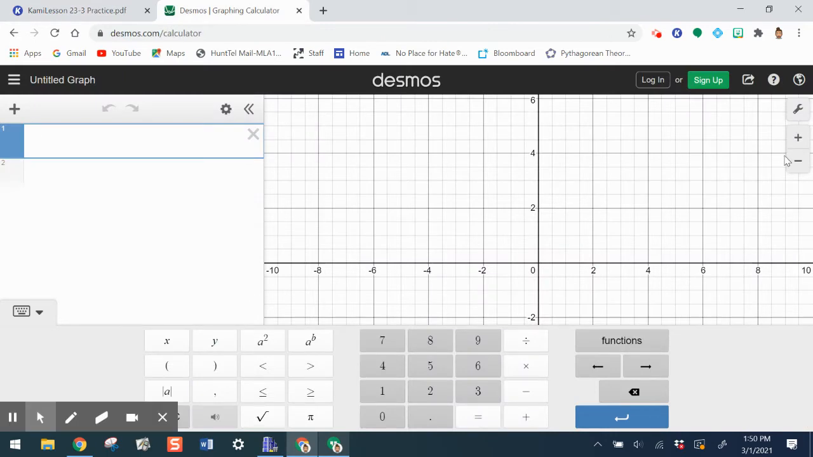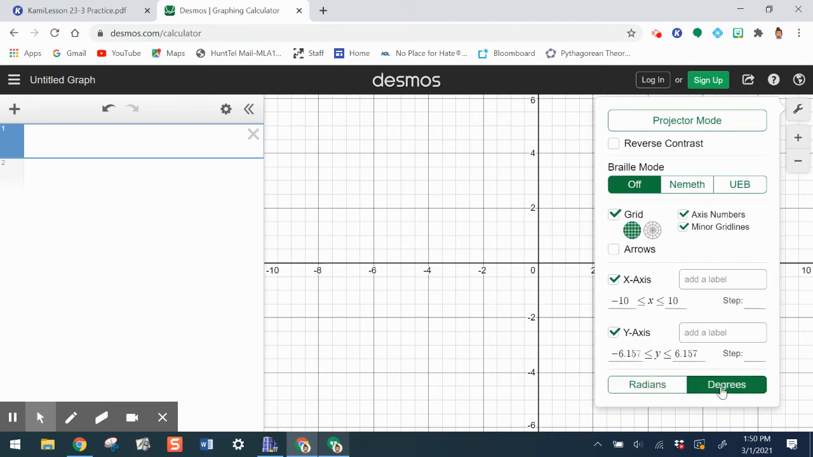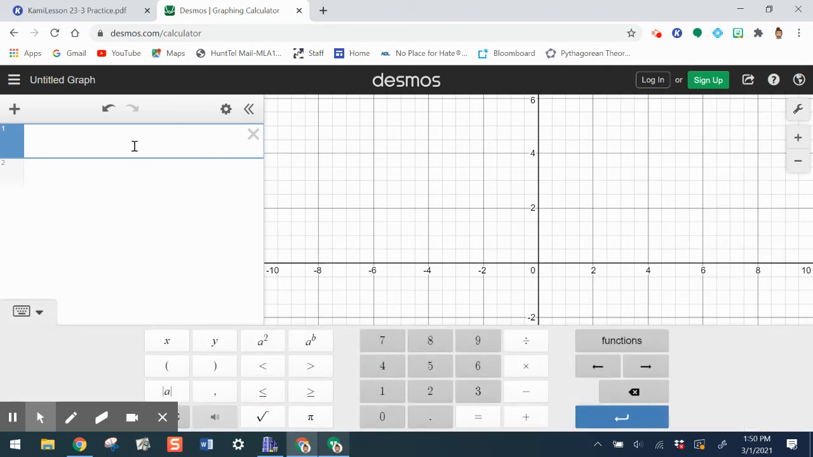I'm going to make sure it's in degree mode. It is. So let's make sure we input it correctly. 164 minus 160 times the cosine of 48, and we get 56.9. Now keep in mind that is c squared, 56.9.